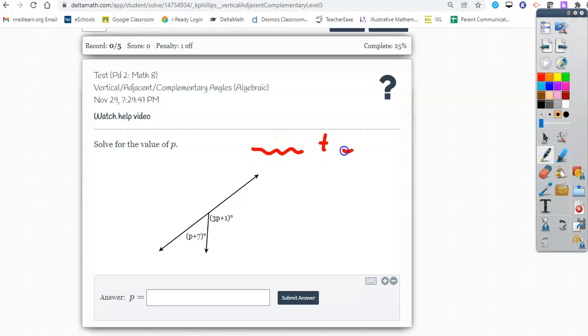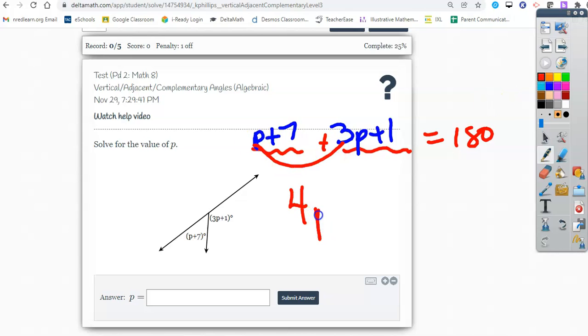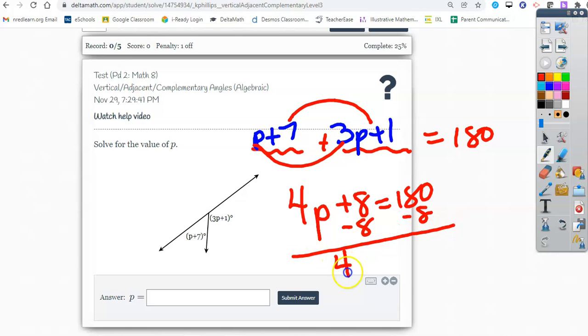Angle 1 plus angle 2 equals 180. So let's fill in those angles. Angle 1 is P plus 7, angle 2 is 3P plus 1, and now I'm going to combine like terms. P plus 3P is 4P, 7 plus 1 is 8, and now I solve this problem just like I've been doing with the rest.